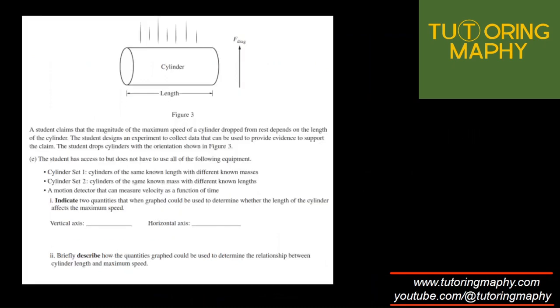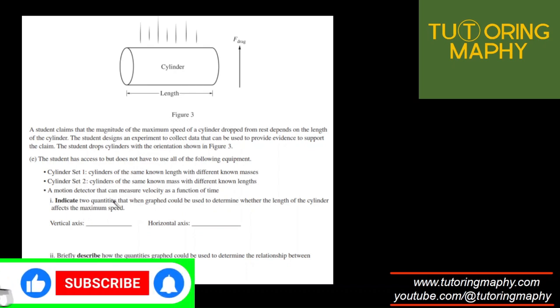All right, let's move ahead. A student claims that the magnitude of the maximum speed of the cylinder dropped from rest depends on the length of the cylinder. A student designs an experiment to collect data that can be used to provide evidence to support the claim. The student drops the cylinder with the orientation shown in figure 3. The student has access to but does not have to use all of the following equipment. Cylinder set 1, cylinders of the same known cross-section of different known masses, cylinders of the same known masses but different known lengths, a motion detector that can measure the velocity as a function of time.